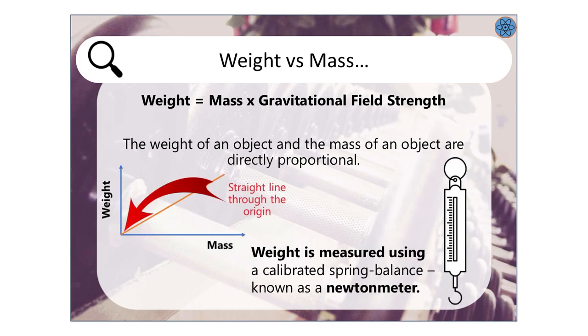One way of measuring weight is by using a calibrated spring balance, also known as a Newton meter or a force meter. This topic then also links a little bit to Hooke's law, where force equals spring constant multiplied by the extension of the spring.